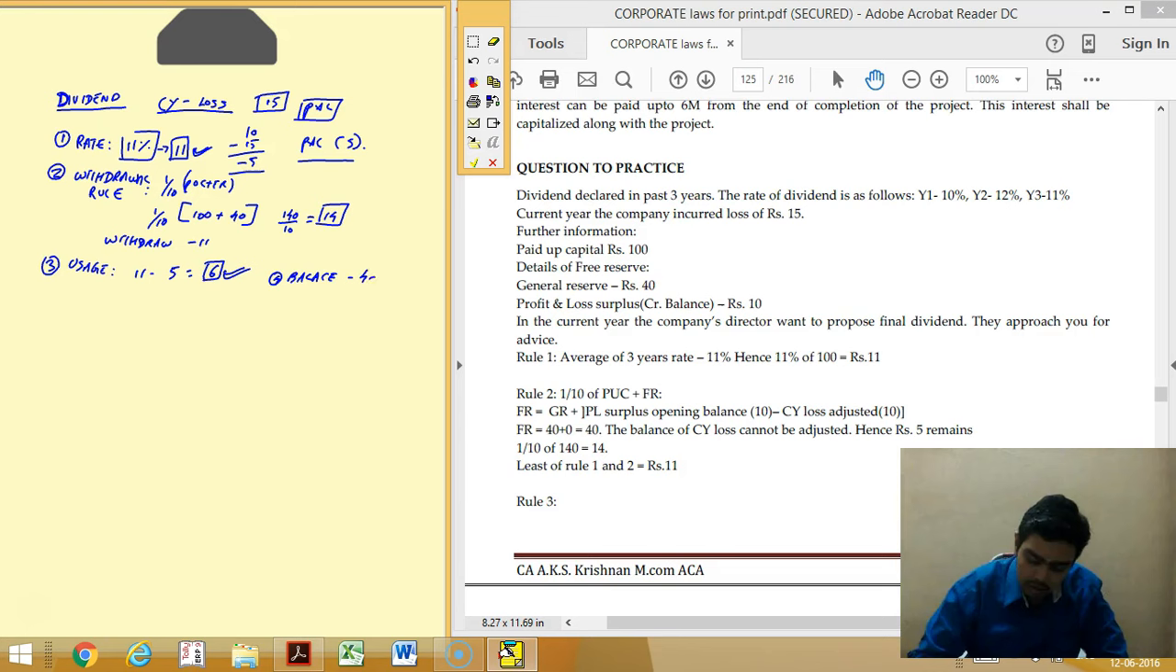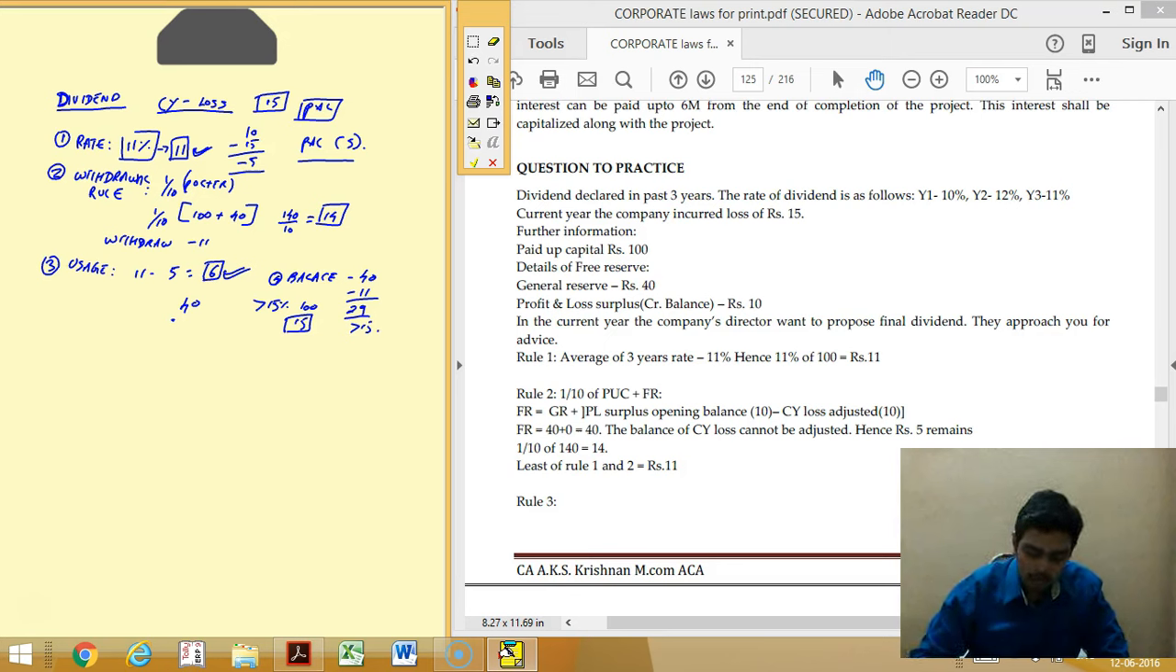So actually the reserve is 40 minus we are withdrawing 11. So the balance is 29, which is greater than 15% of paid up capital. 15% of 100 is equal to 15. So 29 is greater than 15. Hence the dividend can be declared.